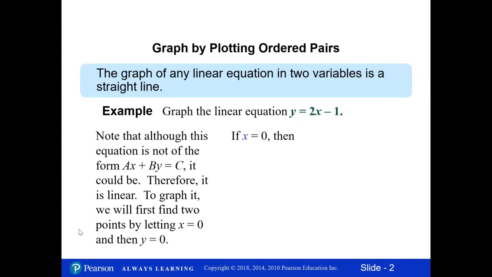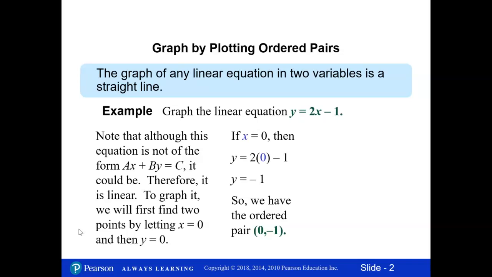Let's first find when x is 0, what happens to the y. So y will equal 2 times 0 minus 1. 2 times 0 is 0. So y should give me negative 1. So here is my first ordered pair: when my x is 0, my y is negative 1.